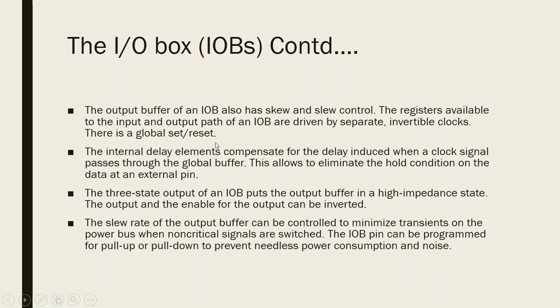The output buffer of an IO block also has skew and slew control. So the registers available to the input and the output path of an IOB are driven by separate invertible clocks, and also there's a global set reset. The internal delay element compensates for the delay induced by the clock signal, and this allows to eliminate any hold conditions on the data on the external pin. So it just ensures that communication occurs as soon as there is data.